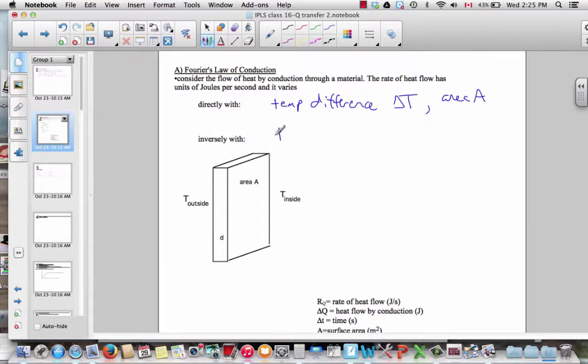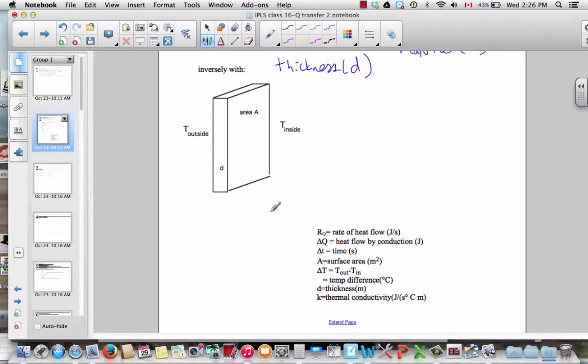It varies inversely with the thickness, because a thicker material has a smaller rate. That's inverse variation. I'll use D for thickness because I'm going to have T for time and T for temperature. So I'll use D for thickness. The last thing that influences this is the material. And there's a constant known as K, which is the conductivity, and the rate of flow of thermal energy varies directly with that conductivity. So let's build Fourier's Law.